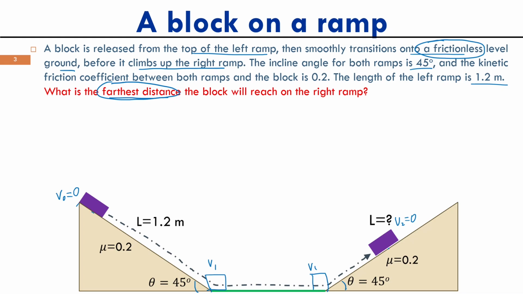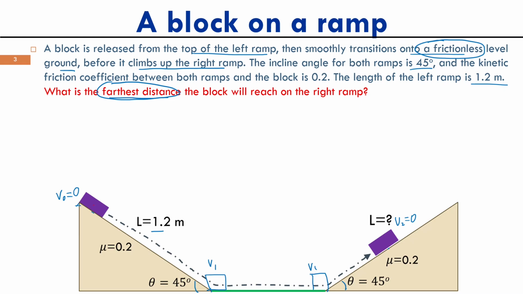So the displacement is given here, and we know the velocity relationship. So maybe we can find out the acceleration. So how do we find out the acceleration? Then we can draw the free body diagram and use Newton's second law. Let's first consider the motion of the block on the left ramp.